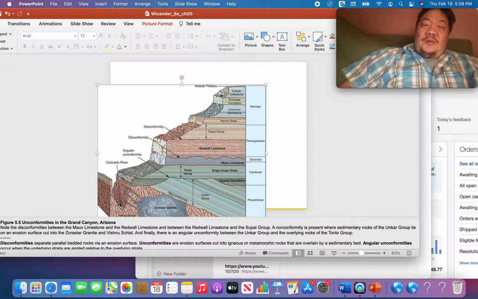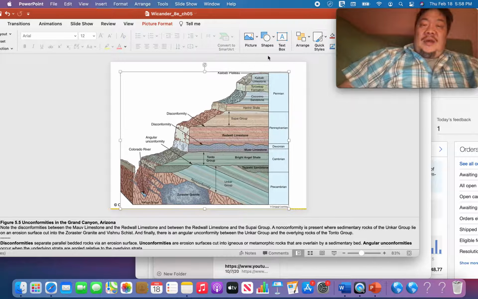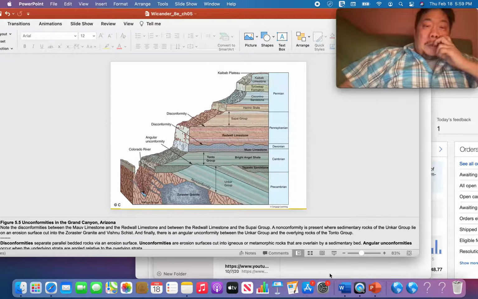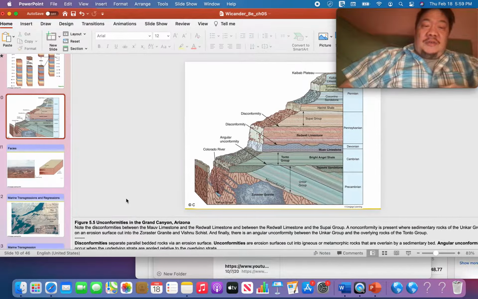forming a new unconformity surface. Later on, sea level might rise again, covering up this whole part of Colorado and depositing limestone here on top of the Kaibab limestone. That's the historical geology of the Grand Canyon.